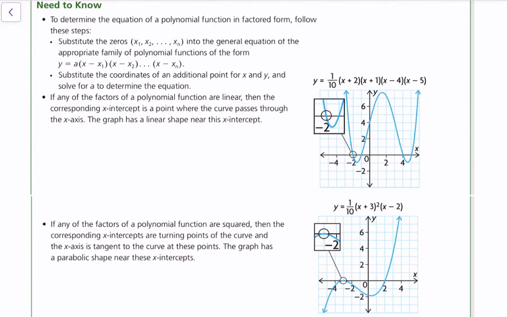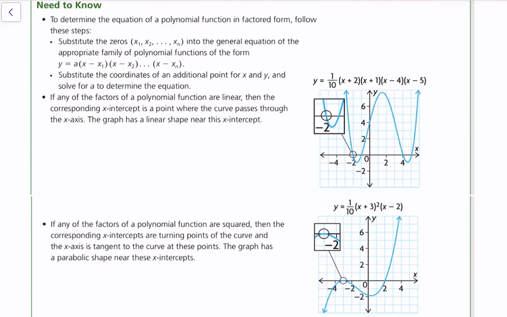And then if any of the factors of the polynomial function are linear, then the corresponding x-intercept is a point where the curve passes through the x-axis. So the graph has a linear shape near this x-intercept. So this is really interesting. Based upon the behavior of each factor that comprises your overall polynomial function, you can actually tell what the behavior will be at the zero.